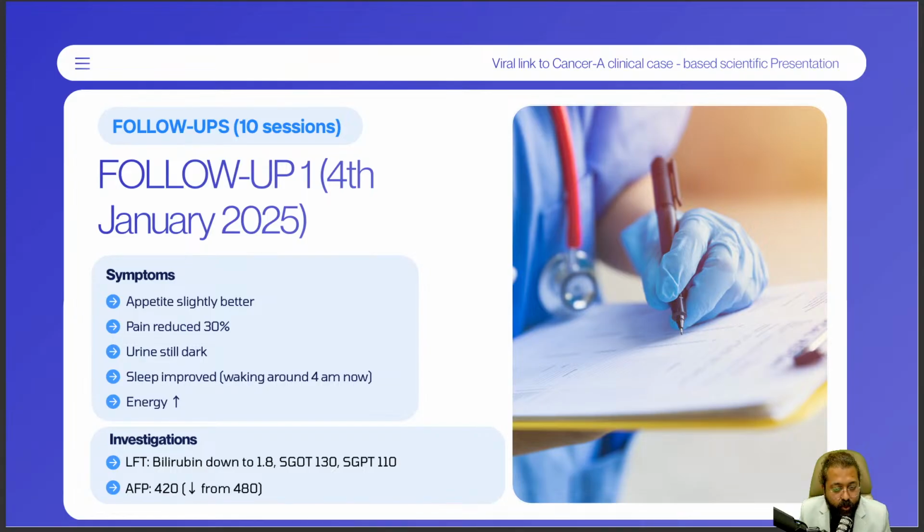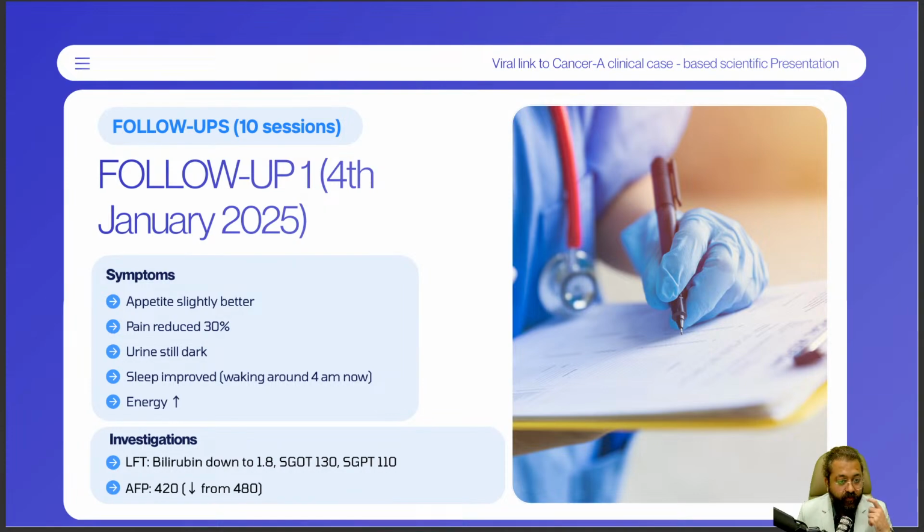See, don't try to find a very huge diet for each and every person. Nobody is going to follow that. That is my experience in the last 15 years. Hope this doubt is clear. So let's proceed ahead with the follow-ups.